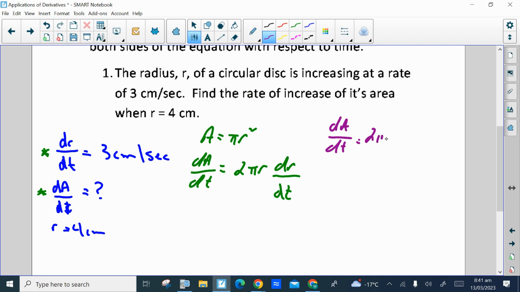It's going to be 2 times pi times r, the radius, which is 4 centimeters, times dr by dt, which is 3 centimeters per second. And so when you multiply the 3 and the 4, you'll get 12 times the 2 is 24 pi. And because you're also multiplying centimeters by centimeters, it'll be centimeters squared per second. So there's the exact value of the rate of change of area with respect to time at the precise moment when the radius is 4 centimeters.